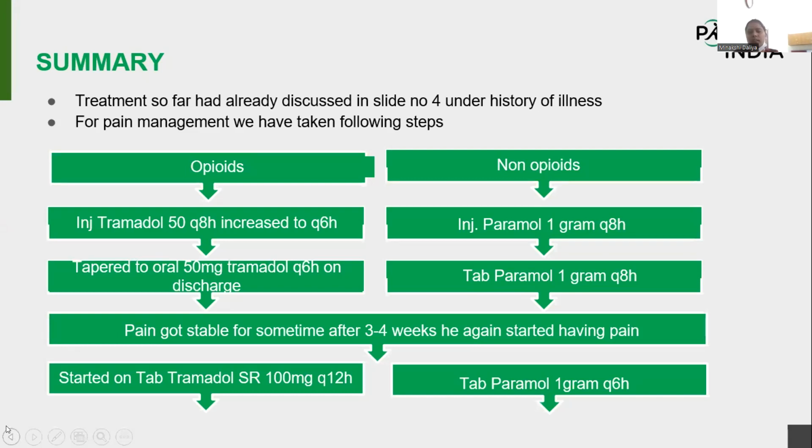And then we changed it on discharge to tab tramadol 6 hourly and tab paracetamol 1 gram 8 hourly. Then pain subsided for 3 to 4 weeks, and the patient got stable on tramadol. But again, after some time, he started having the pain. Then tramadol was not available that time, that 50 mg plain tramadol. So we started him on tramadol SR 100 mg 12 hourly with paracetamol.